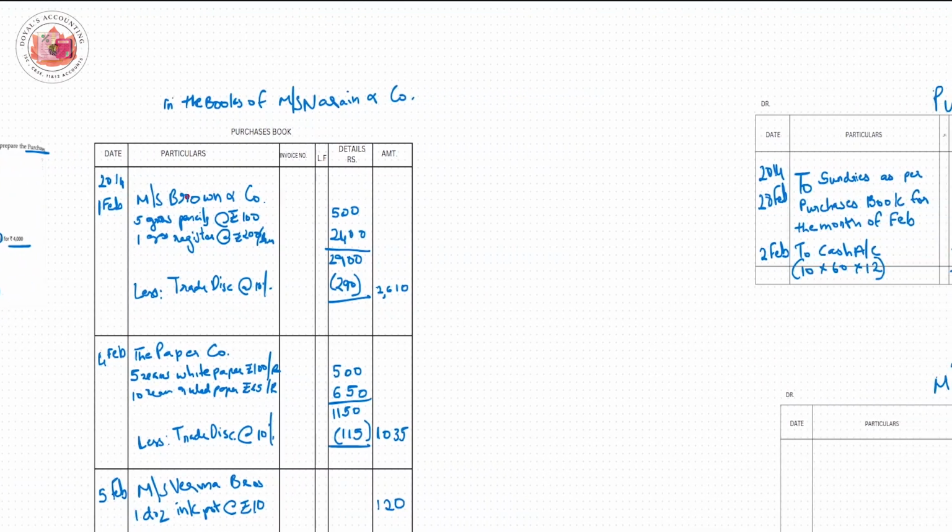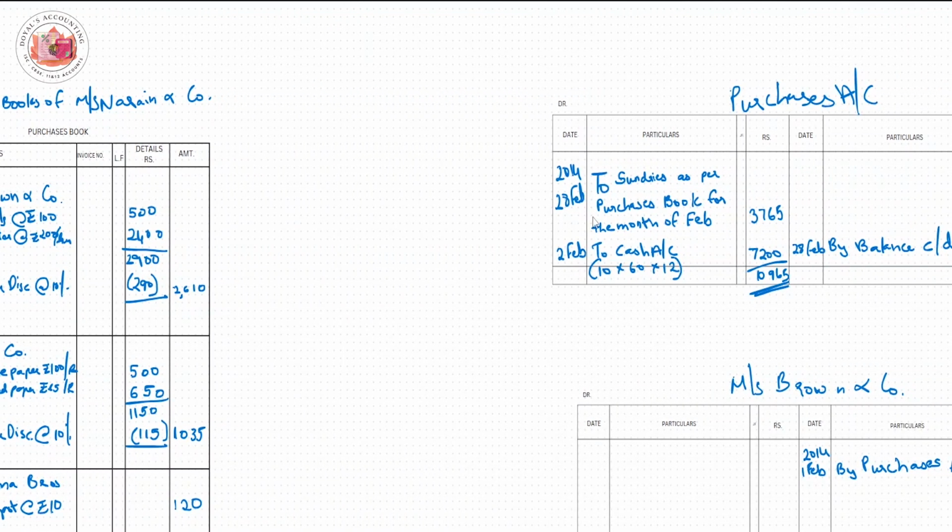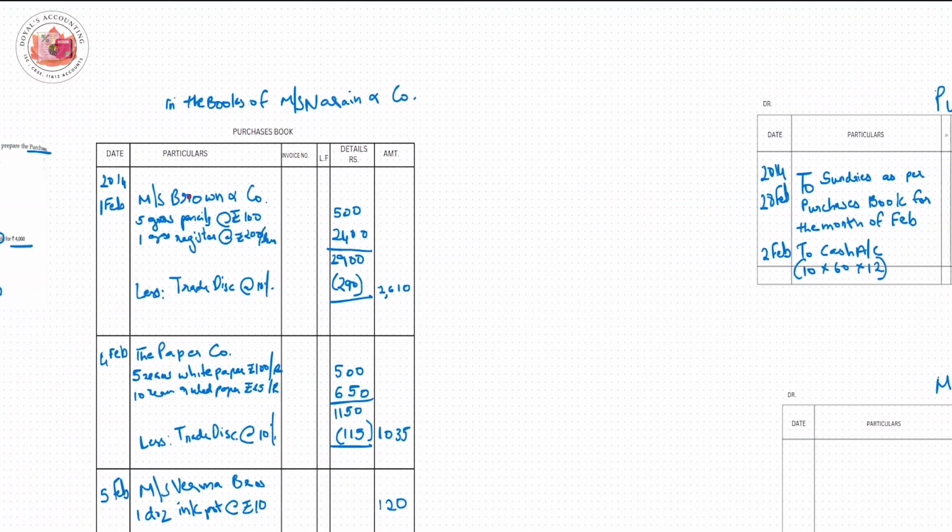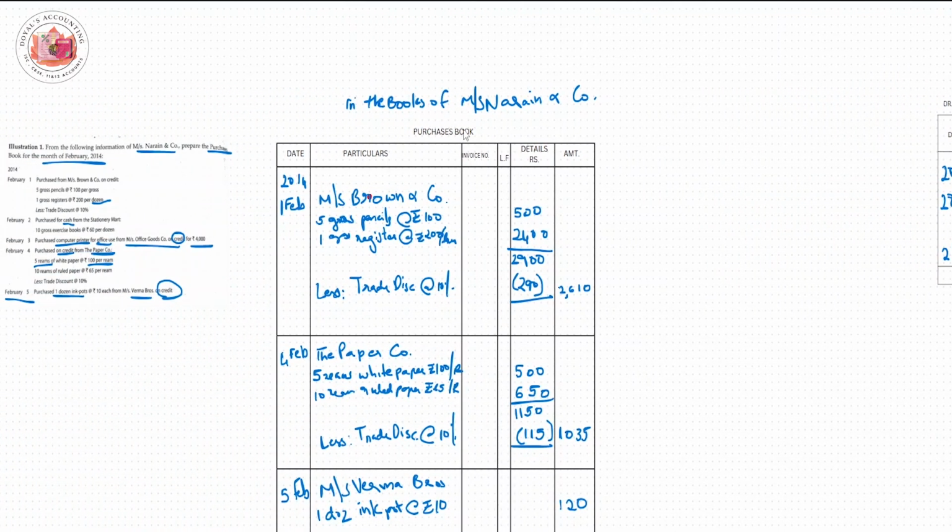And how do you post the purchases book in the purchases account by writing this entry as to sundries as per purchases book for the month. Now this was the concept of your purchases book. Remember, there are only two aspects in deciding what comes into your purchase book. One, is it a purchase of a good or a material which the company trades in, and number two, is it bought on credit. If it satisfies these two conditions, that transaction will be entered in your purchase book.